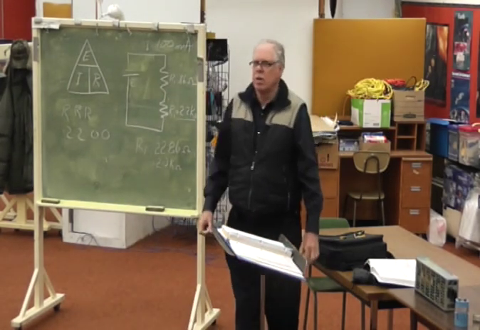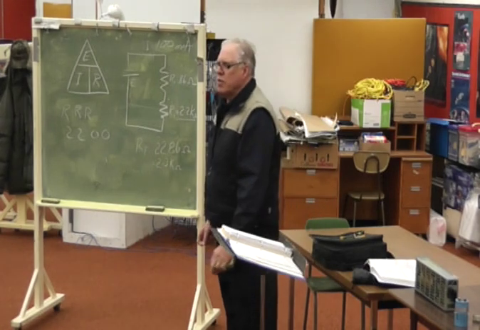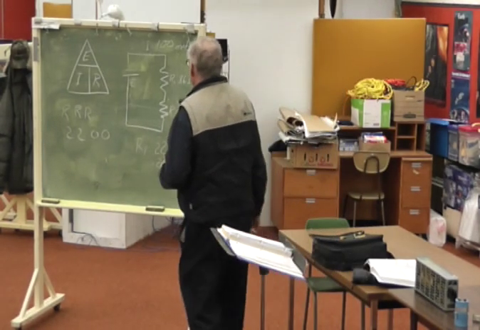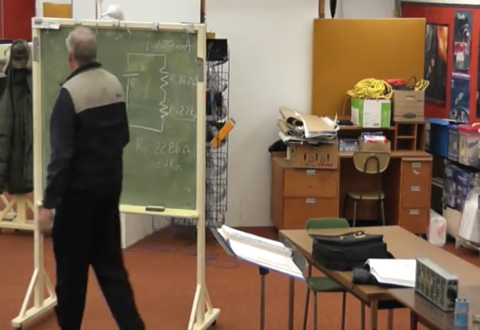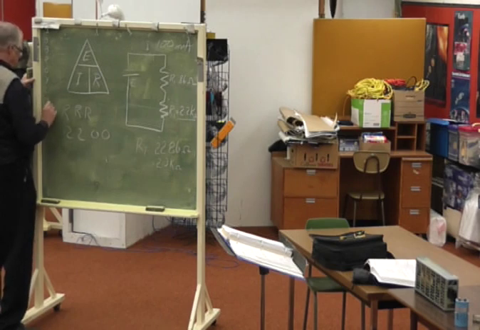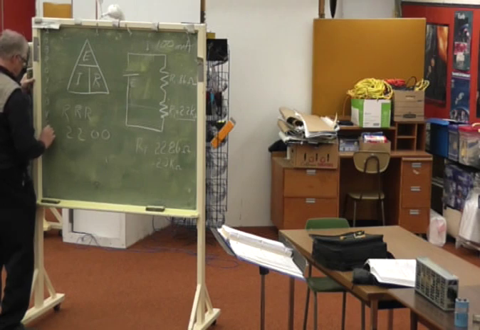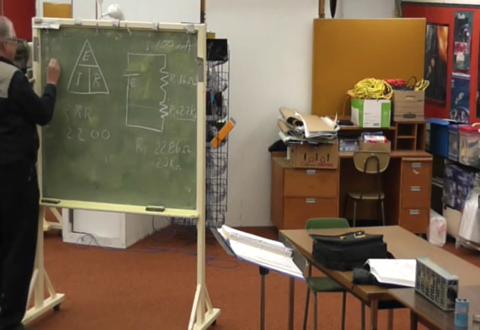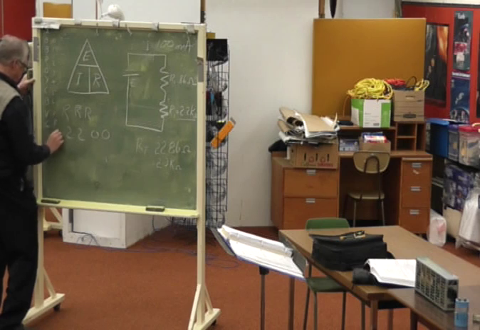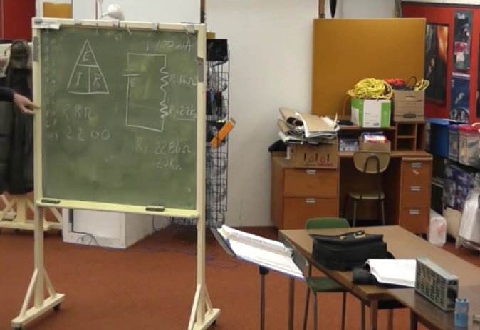86 ohms. What would be the colors for that? Gray, blue, and black. Okay, 86: gray, blue, black.